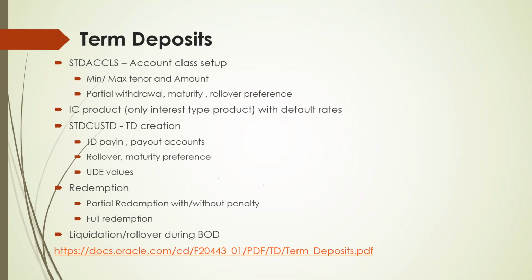For us, at the table level, everything remains the same. For the TD, you have an extra table where it stores ICTB, TD, pay-in details, payout details, and everything. Otherwise, the calculation logic, the underlying tables, everything is the same. ICTB, UDE tables, those are the same. IC calculation table, all those things are the same.